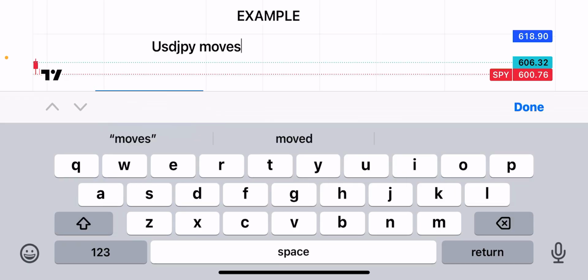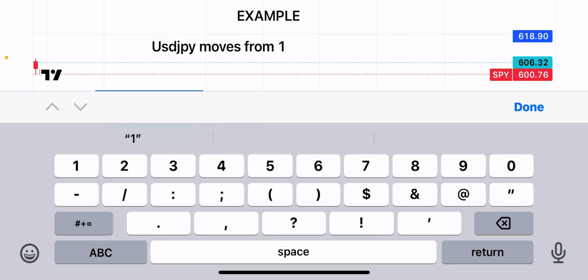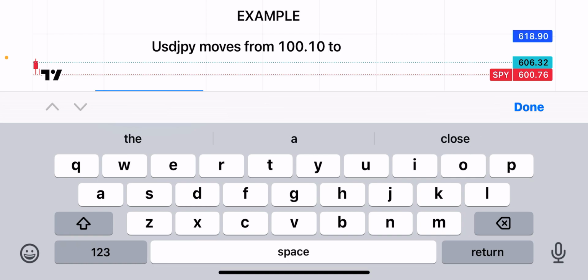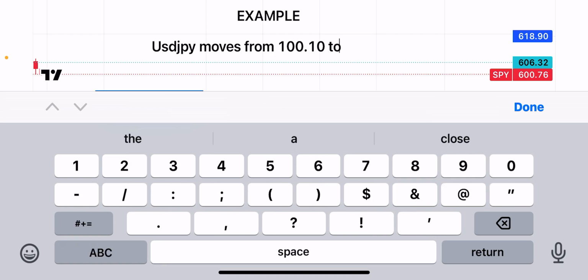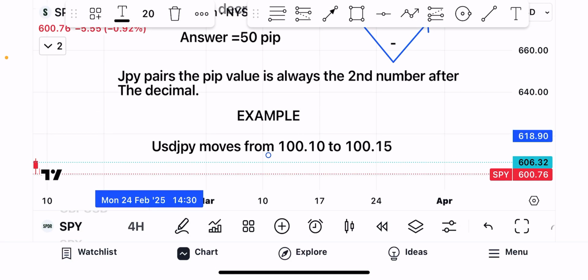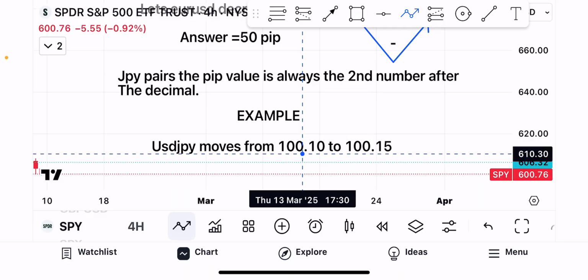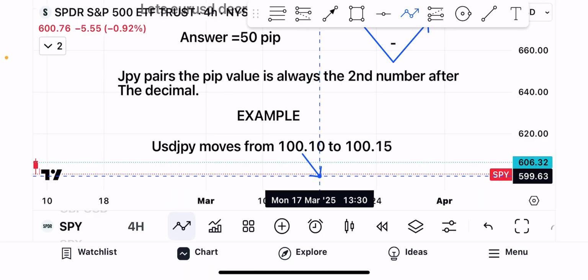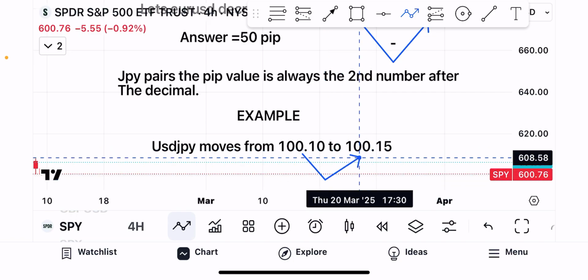moves from, let's use 100. I want a simpler number. Let me just use this number. So let me use 100.15. So I want to know the difference. Let's say we increased. At this point, we are looking for an increase. We want to know how much USD JPY increased from this to this is the pip value, right?